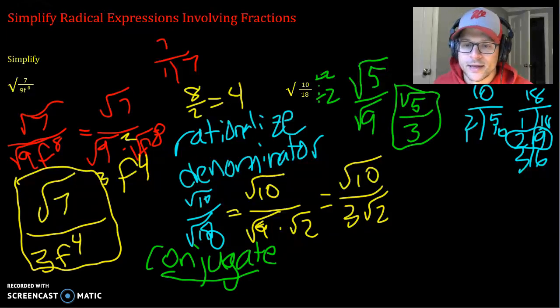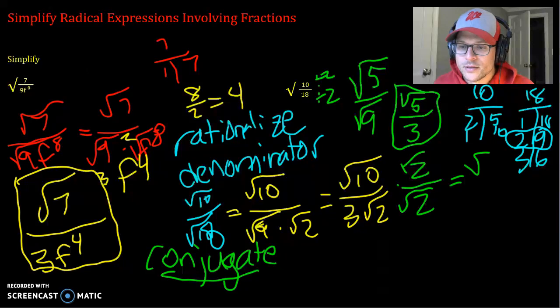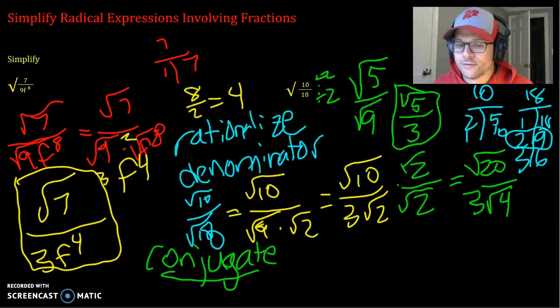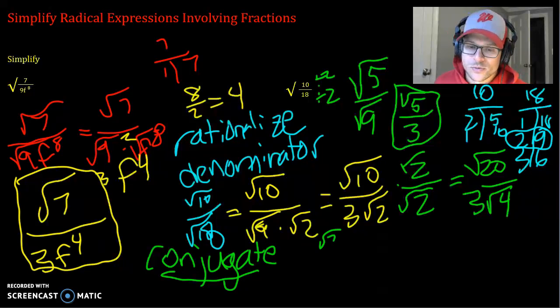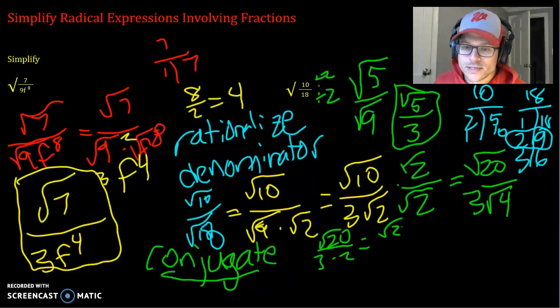So we're going to multiply times the square root of 2 on top and the square root of 2 on bottom. So we're left with the square root of 20. 10 times 2 is 20. Square root of 2 times square root of 2 is the square root of 4, which, funny enough, is a perfect square, and that's the whole reason as to why we multiply by the conjugate, is to get the square root of 20 over 3 times 2, which is 6.